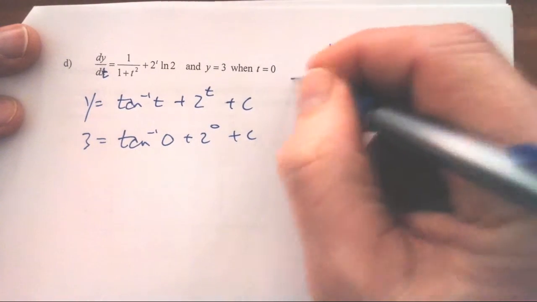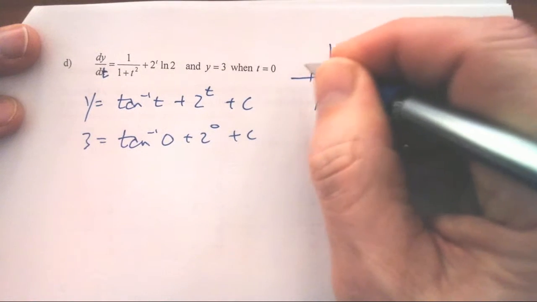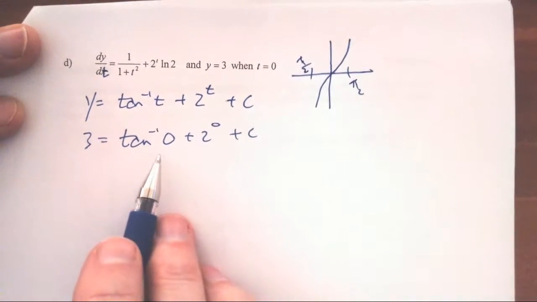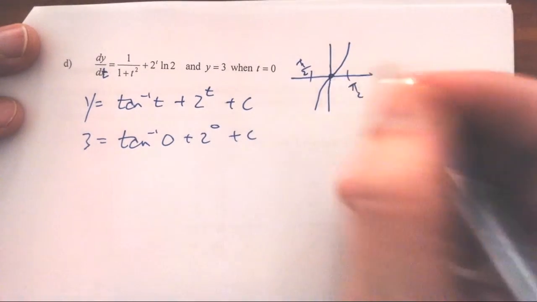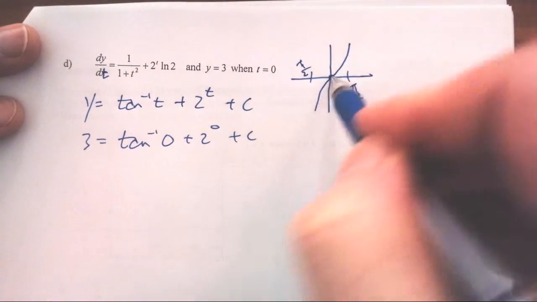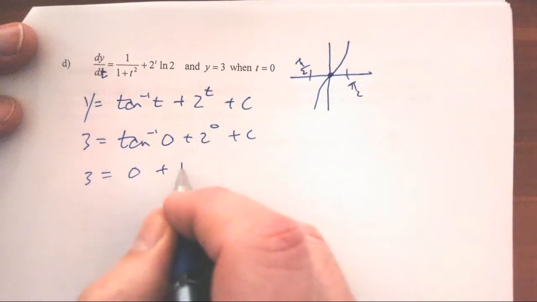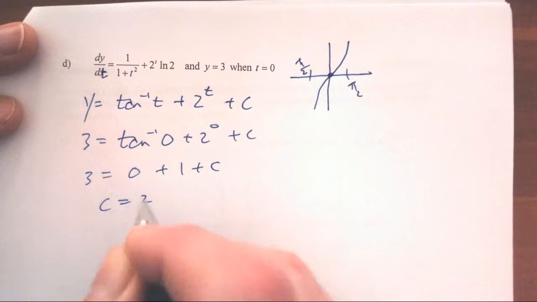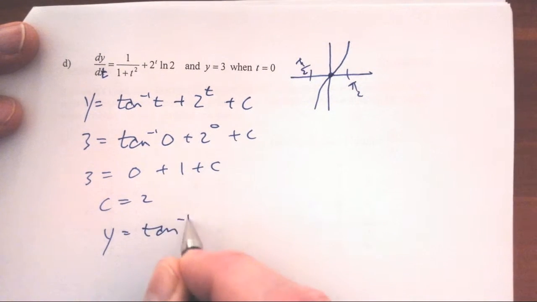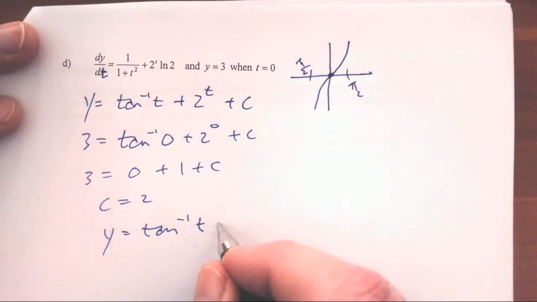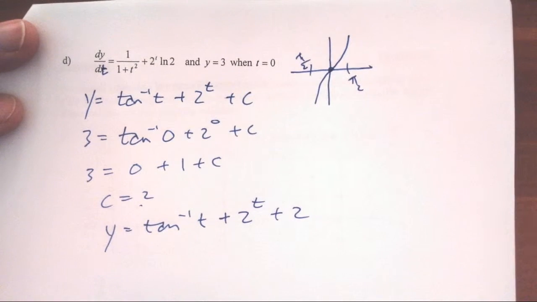Now the graph of tangent, I remember it looks like this, between pi on 2 and negative pi on 2. And this isn't saying what is tangent of 0, it's saying when is the tangent's height 0. The tangent's height 0 is 0 at 0. So we get 3 equals 0 plus, careful, 1 plus c. c is 2. Final answer, y equals tangent inverse t plus 2 to the t plus 2.